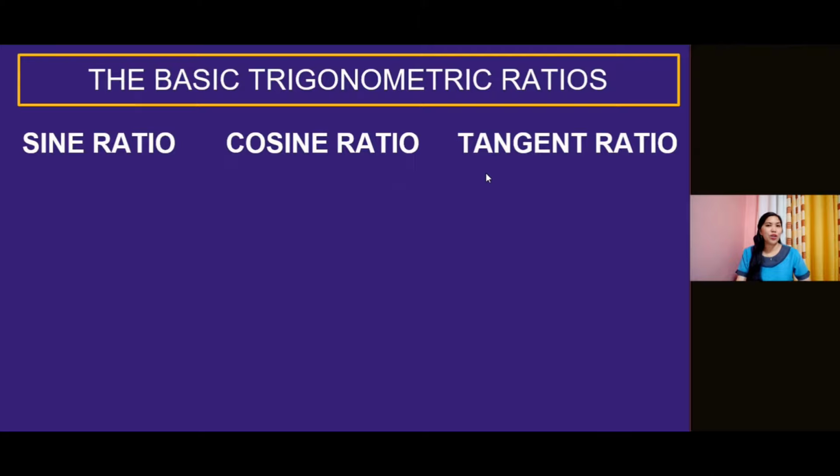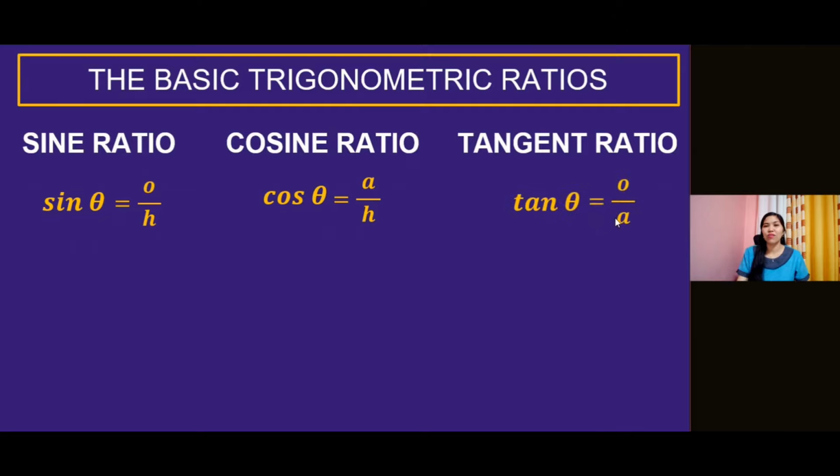Now, if you can still recall, when we say sine ratio, that is opposite over hypotenuse. And when we say cosine ratio, that is adjacent over hypotenuse. And when we say tangent ratio, that is opposite over adjacent. So these are the three primary trigonometric ratios. Now, how about the secondary trigonometric ratios? Take note, they are just reciprocals of the primary trigonometric ratios.